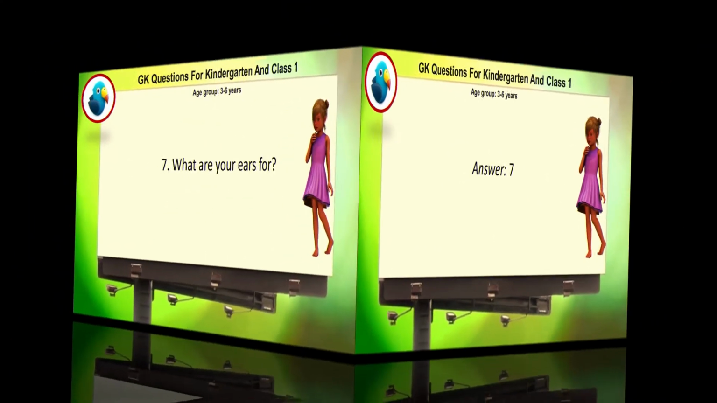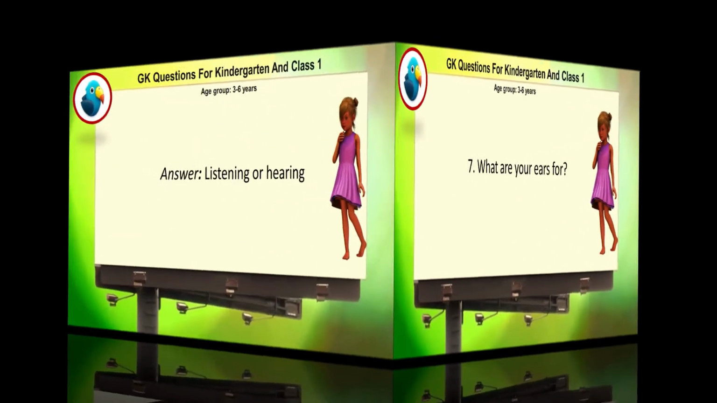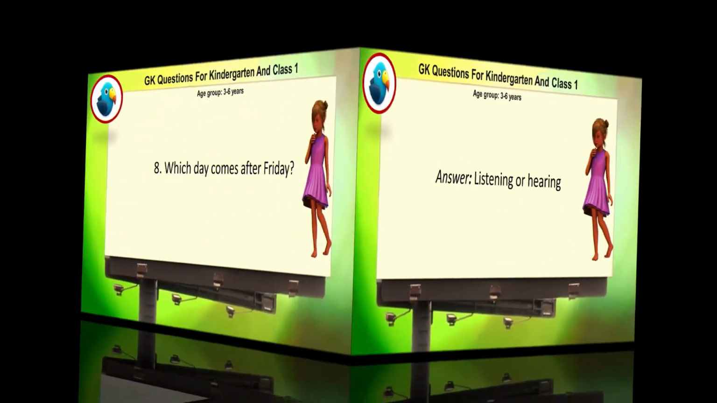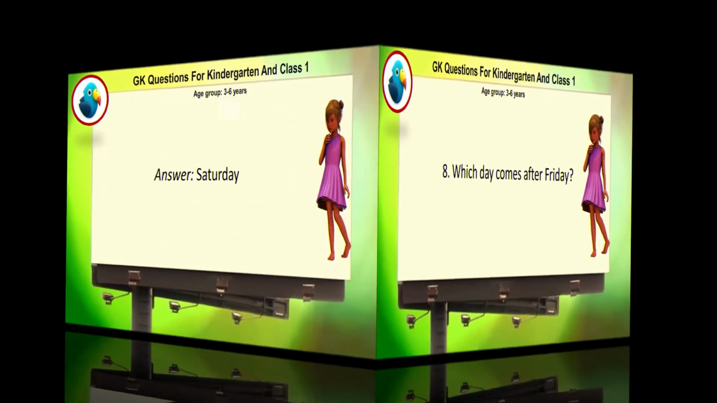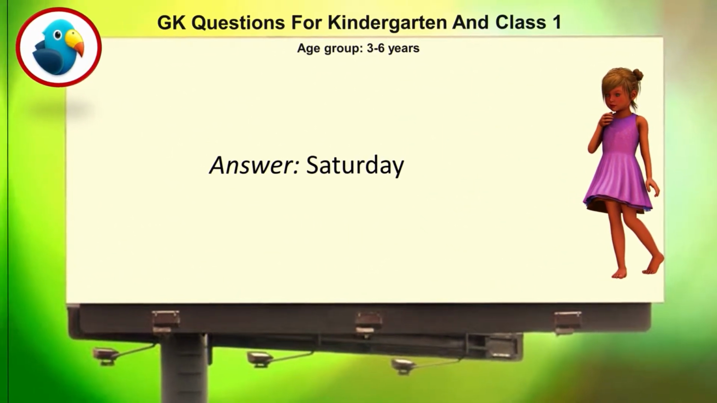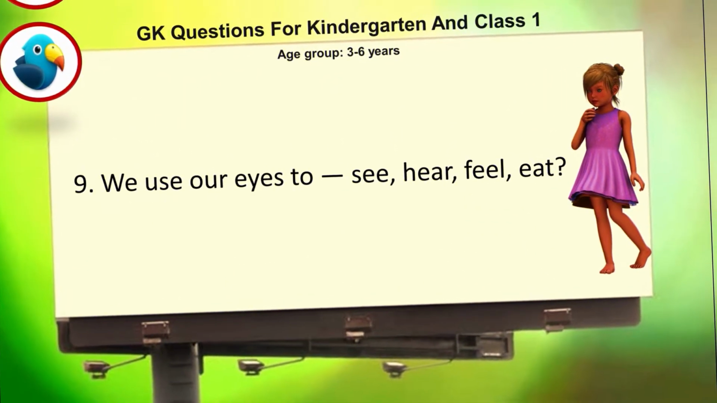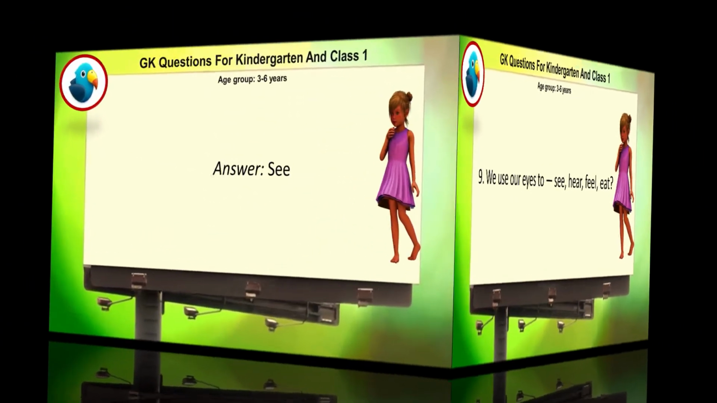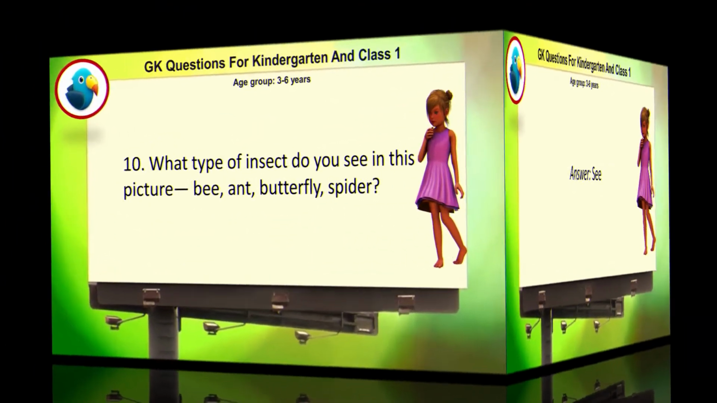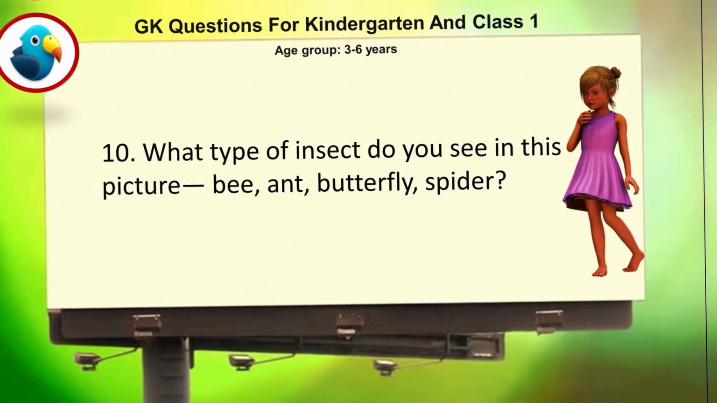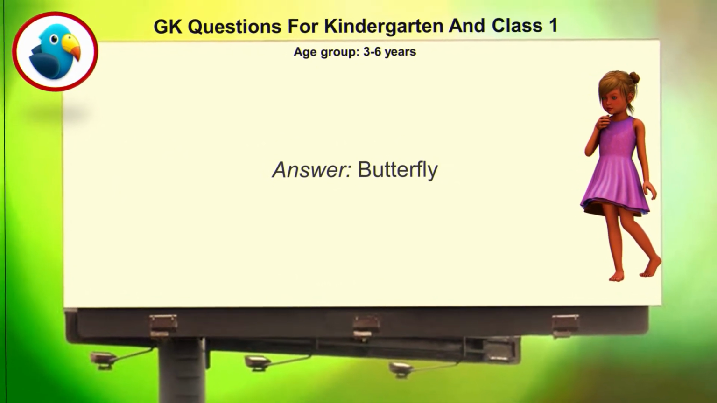What are your ears for? Answer: listening/hearing. Which day comes after Friday? Answer: Saturday. We use our eyes to see, hear, feel, eat. Answer: see. What type of insect do you see in this picture? Bee, ant, butterfly, spider? Answer: butterfly.